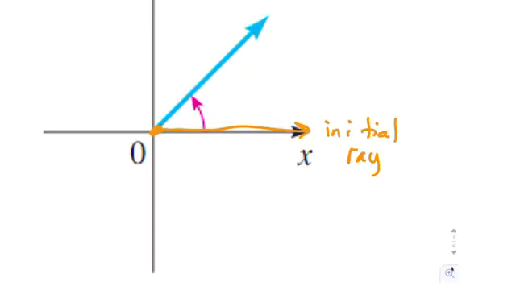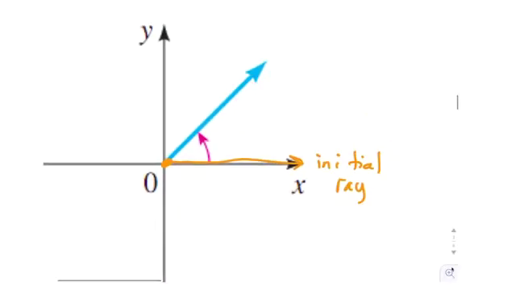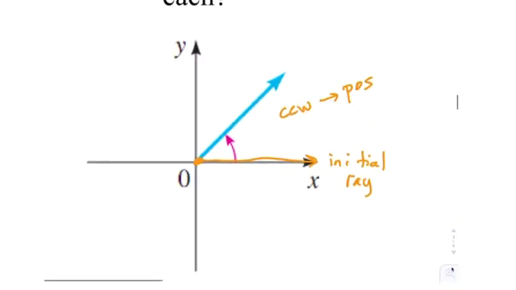The terminal ray, though, is the one in blue. If we rotate this direction, which is what? Clockwise or counterclockwise? Counterclockwise. So I'll call that CCW. That's going to mean that we're rotating in the positive direction. And that's why the quadrants are labeled like that. Quadrant 1, and if we keep going, that's quadrant 2, then quadrant 3, and quadrant 4.